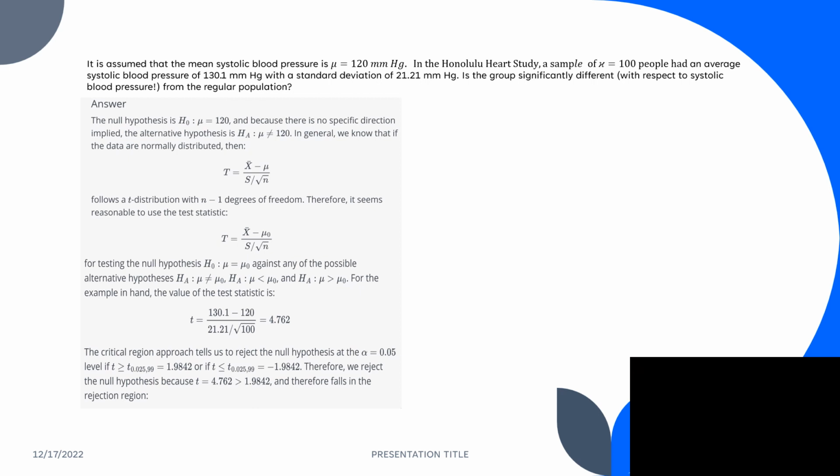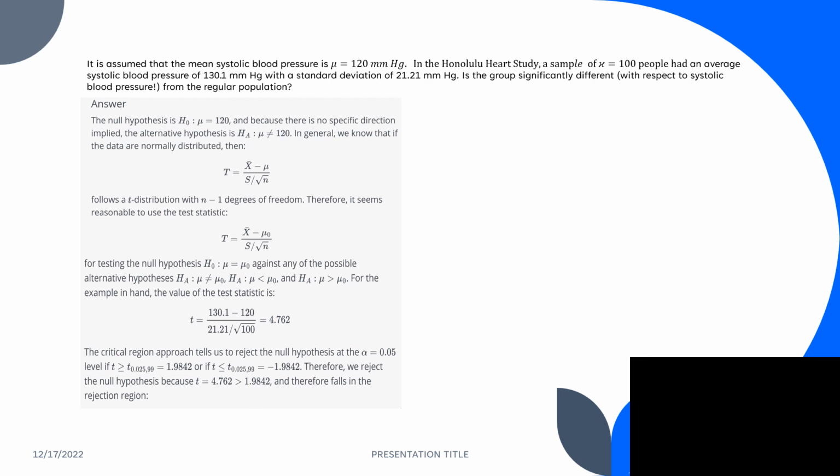So the null hypothesis is H0: mu equals 120, and because there is no specific direction implied, the alternative hypothesis is HA: mu not equal to 120. In general, we know that if the data are normally distributed, then the quantity t equals x bar minus mu over s over square root of n follows a t distribution with n minus 1 degrees of freedom.